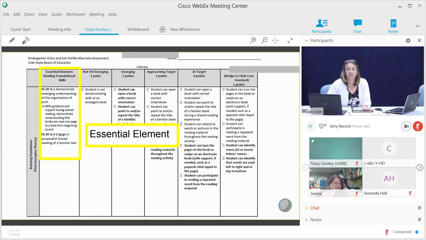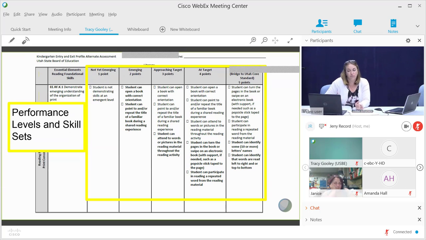And as you progress to the right, you're going to move across now your performance levels, and within those performance levels, you're going to have all of our skill sets. And we have 5 performance levels. We have not yet emerging, approaching target, at target, and advanced. And if you noticed, advanced is our bridge to the Utah core. So those are going to be the skill sets that make up what a student is expected to know at target, and then possibly some other skill sets that we felt would be what gets them into that core instruction.